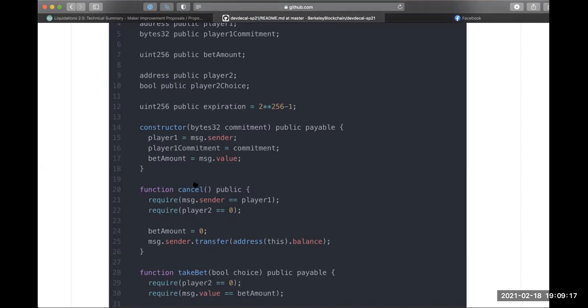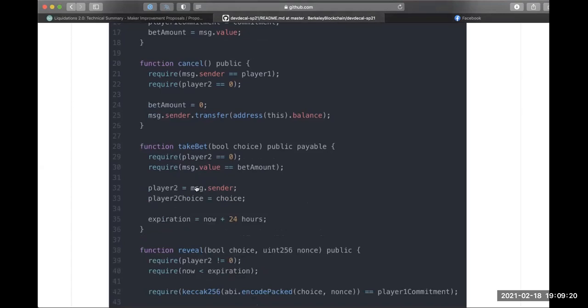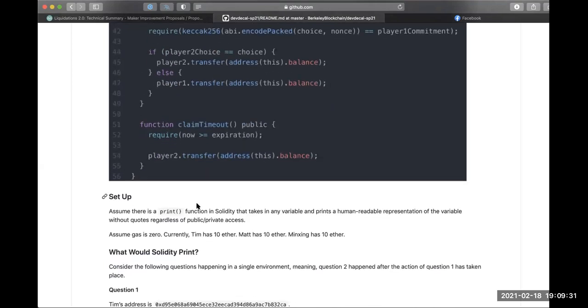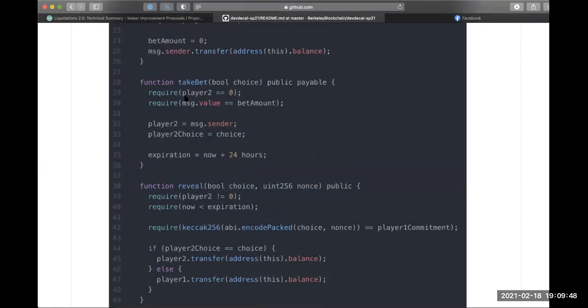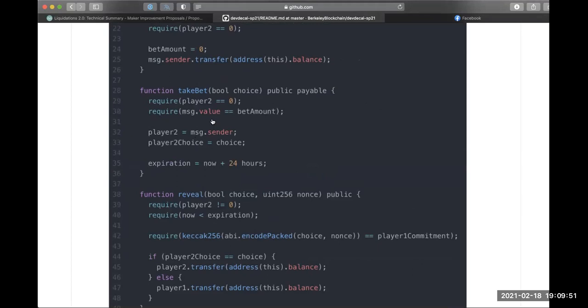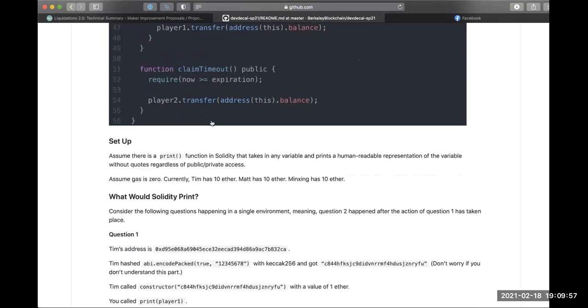I thought that because take bet was also payable, but you didn't explicitly put send or transfer, then they still took ether from the person based on message value. So would it not be the same case for the constructor? Because I thought payable meant you automatically execute it. Yeah, payable means you automatically execute it when send or transfer is called, but send or transfer hasn't been called yet. So Matt's value is also the same because nothing has been transferred yet. Oh, okay. Yeah. All right.